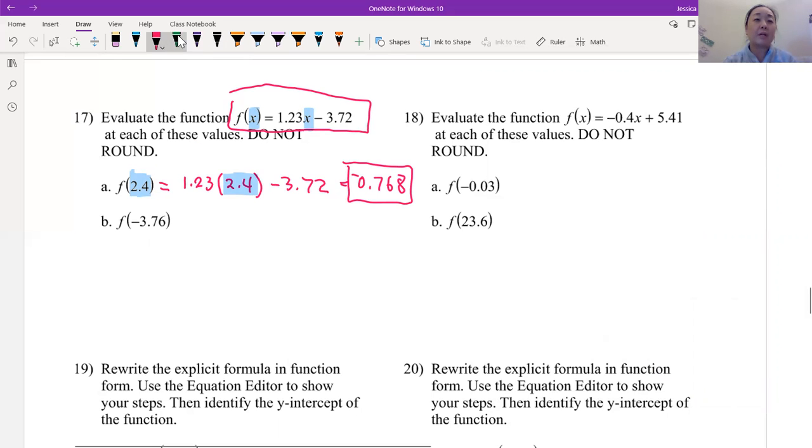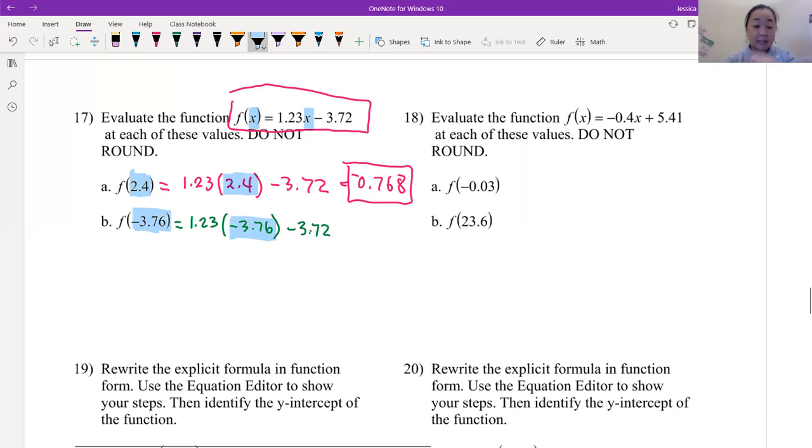So now we're going to try a different scenario. What if x is equal to negative 3.76? Then what do you do? Exact same thing. So this is just going to be 1.23. Everything stays the same except for whatever this x is. So it's going to be negative 3.76. And then we're going to minus 3.72. And again, notice right here, whatever we put in for x, we put in for x here.